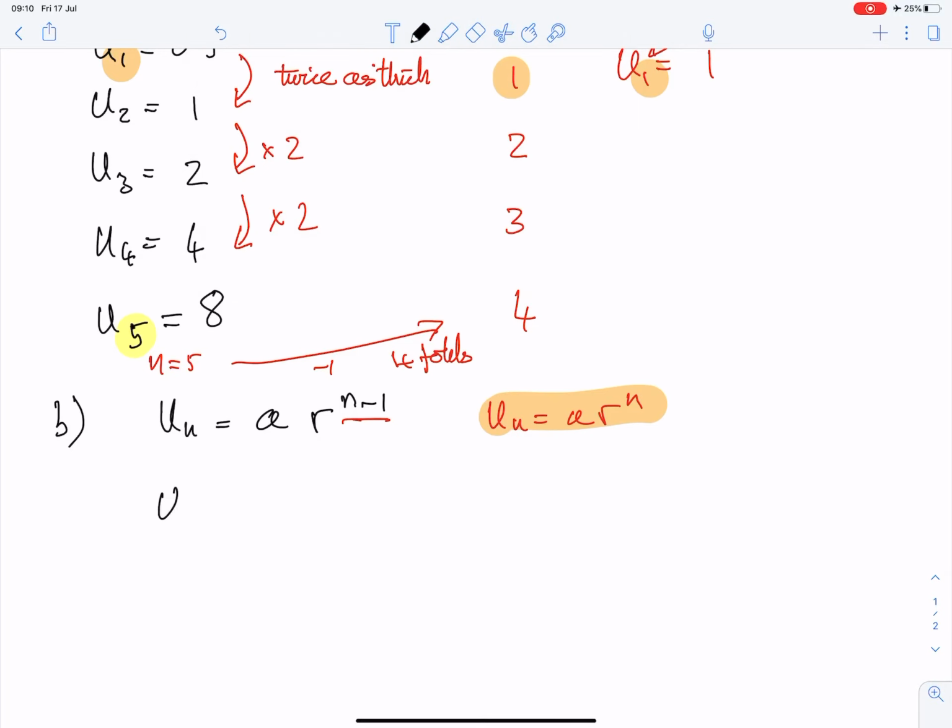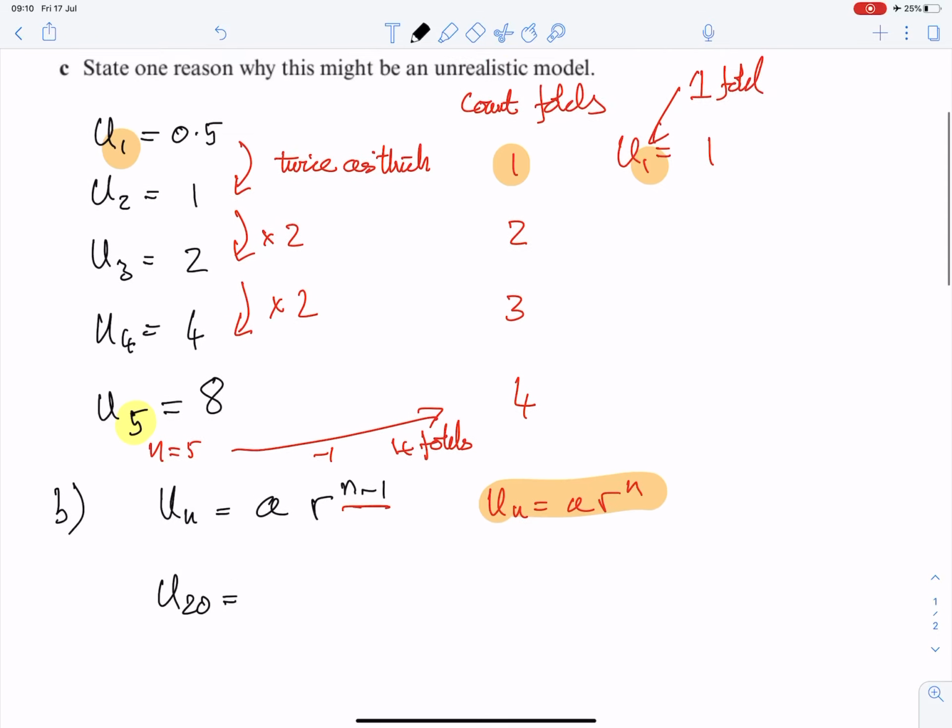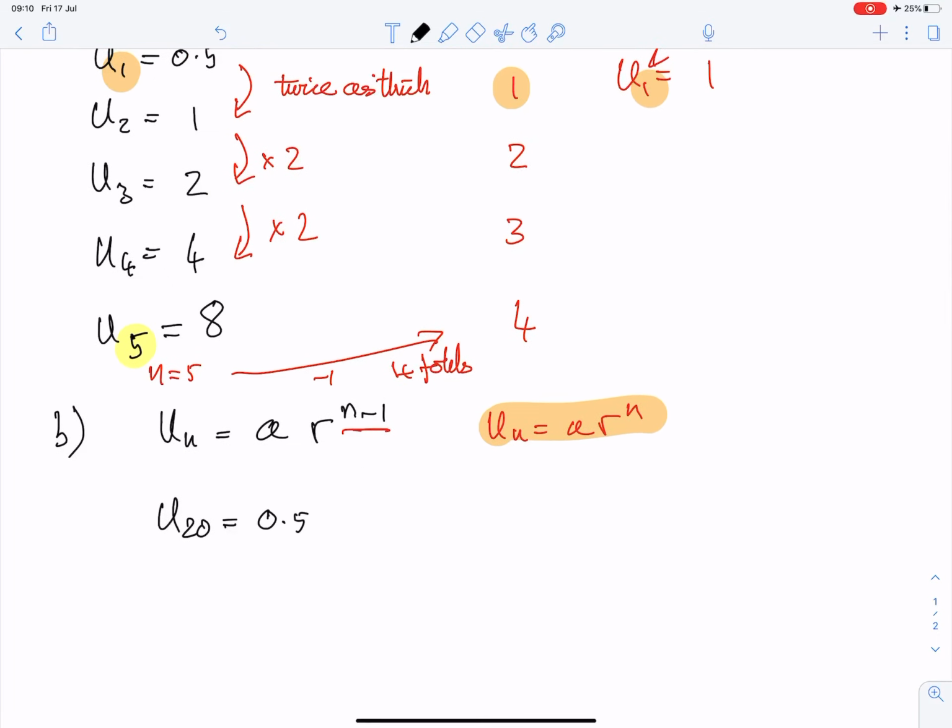So, U20 then is equal to a, which was 0.5, times r, which is 2, because we're multiplying by 2, to the power 20 minus 1. So that ends up being the same as 2 to the 19 times a half, which is 2 to the power 18. So we're going to get up close to 1 million.